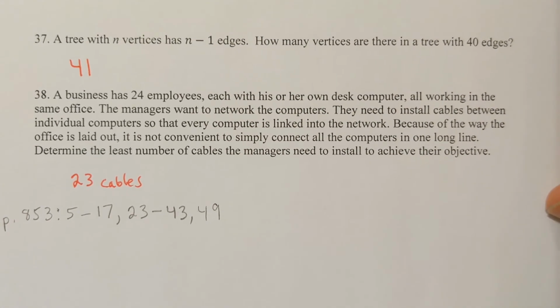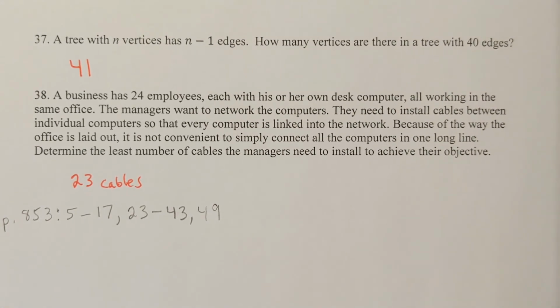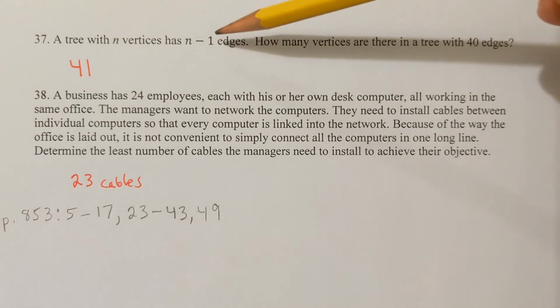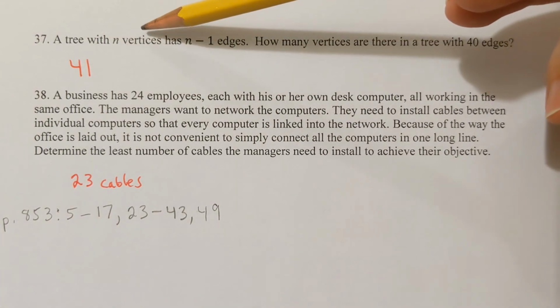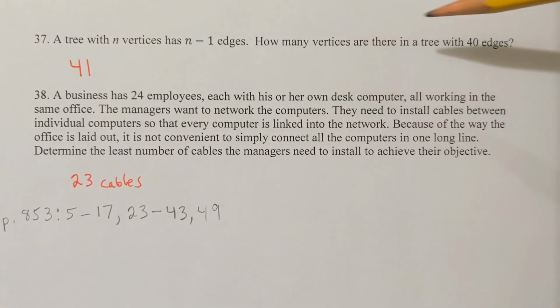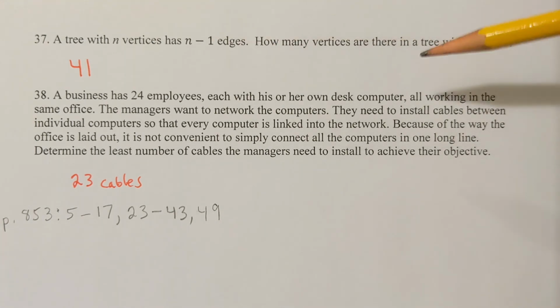Problem 37. A tree with n vertices has n-1 edges. Okay, how many vertices are there in a tree with 40 edges? Okay, so there's 40 edges, there'd be 41 vertices. Sometimes students have these switched.